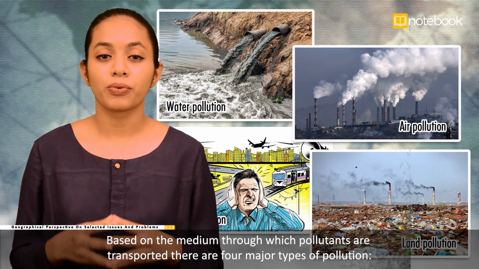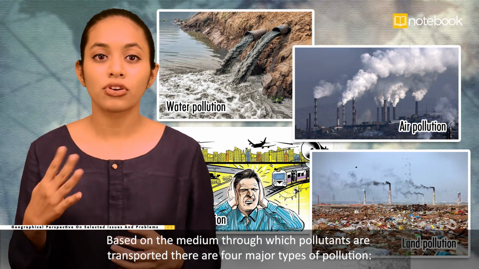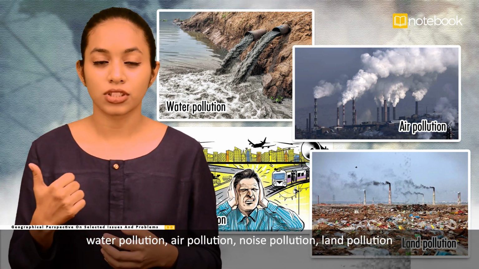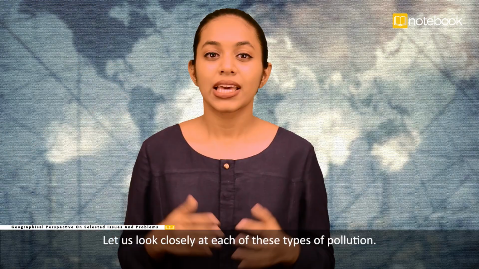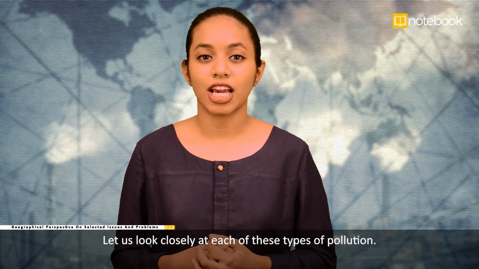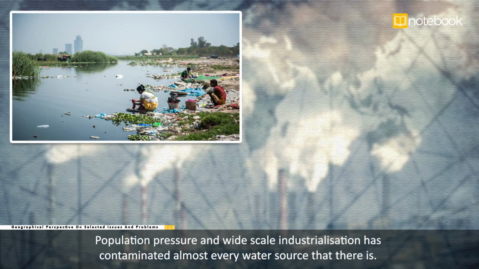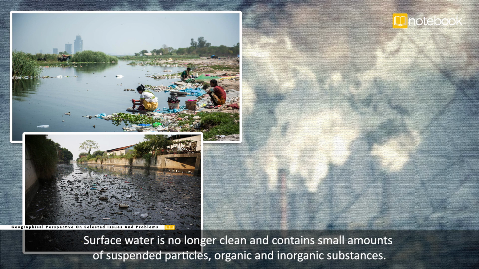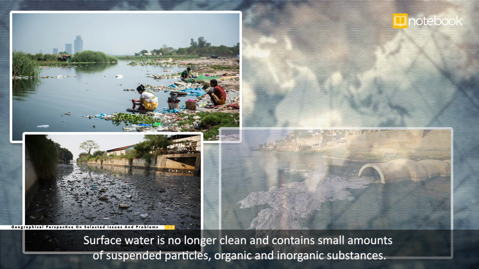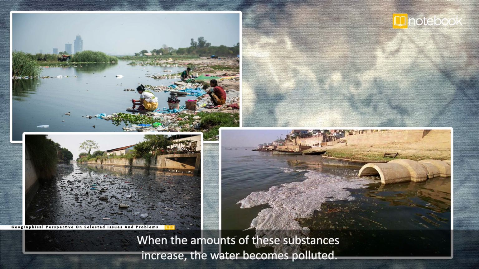Based on the medium through which pollutants are transported, there are four major types of pollution: water pollution, air pollution, noise pollution, and land pollution. Let us look closely at each of these types of pollution. Water pollution. Population pressure and wide-scale industrialization has contaminated almost every water source that there is. Surface water is no longer clean and contains small amounts of suspended particles, organic and inorganic substances. When the amounts of these substances increase, the water becomes polluted.